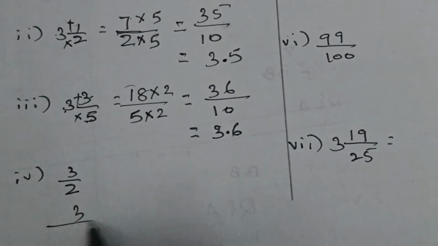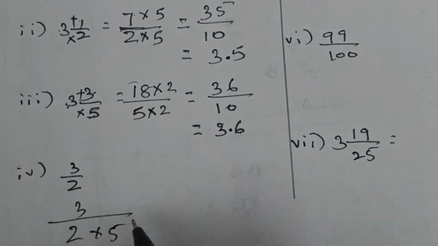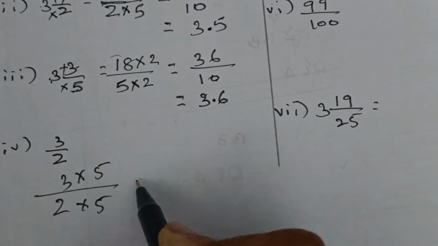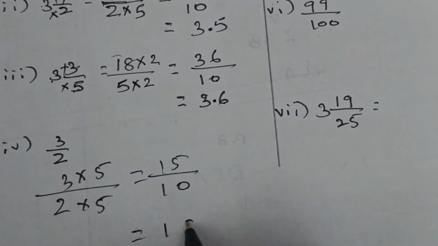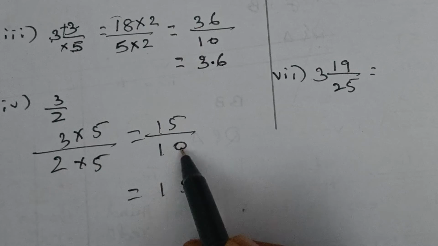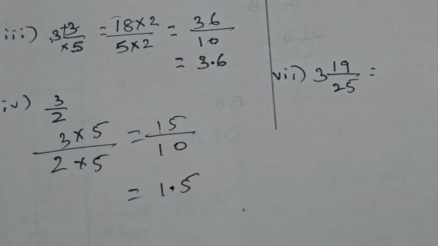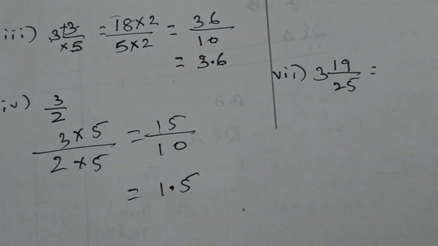Now 3 by 2. What to do? 3 by 2 into 5 gives 10. So multiply the numerator also by 5. 3 5s are 15. 2 5s are 10. Write the numerator, 1 5. Count one number and keep a point. The decimal number is 1.5.